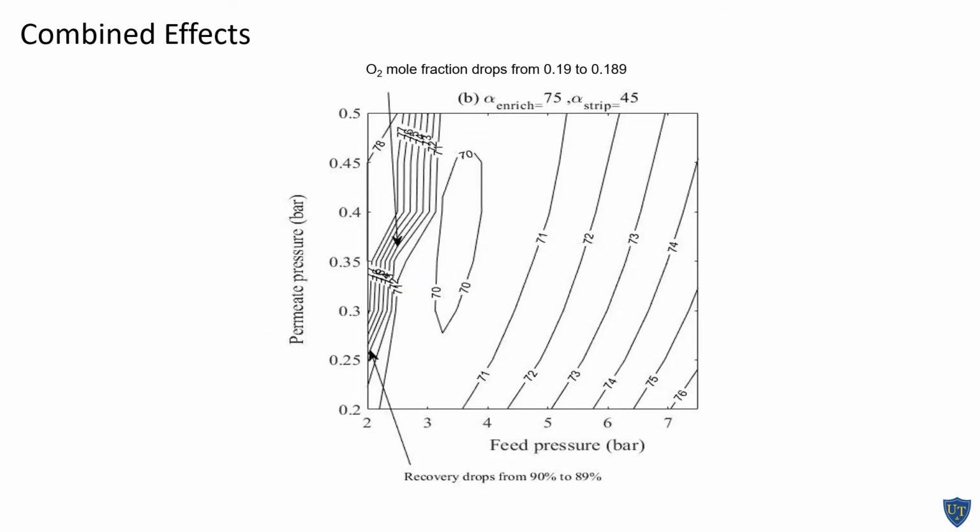the results presented previously were for use of the same membrane material in both the enriching and stripping stages. What we're going to show now is the results if we allow those two selectivities to vary. What we found is that if we chose a selectivity for the enriching stage of 75 and the stripping stage of 45, we're able to achieve the absolute minimum levelized cost of electricity. And what we see here is that we can get down slightly below $70 per megawatt hour with a feed pressure between 3.5 and 4 bar, similar to what we saw previously, and a permeate pressure between 0.3 and 0.45 bar, similar to what we saw previously.